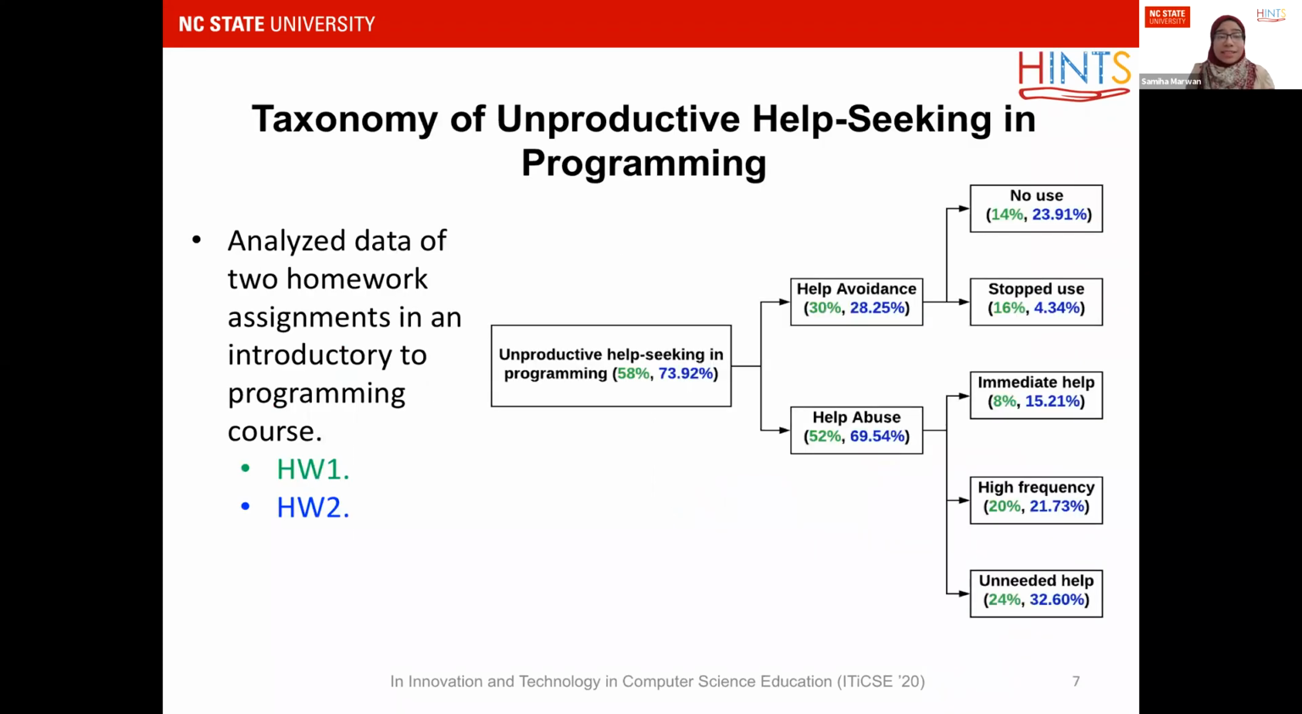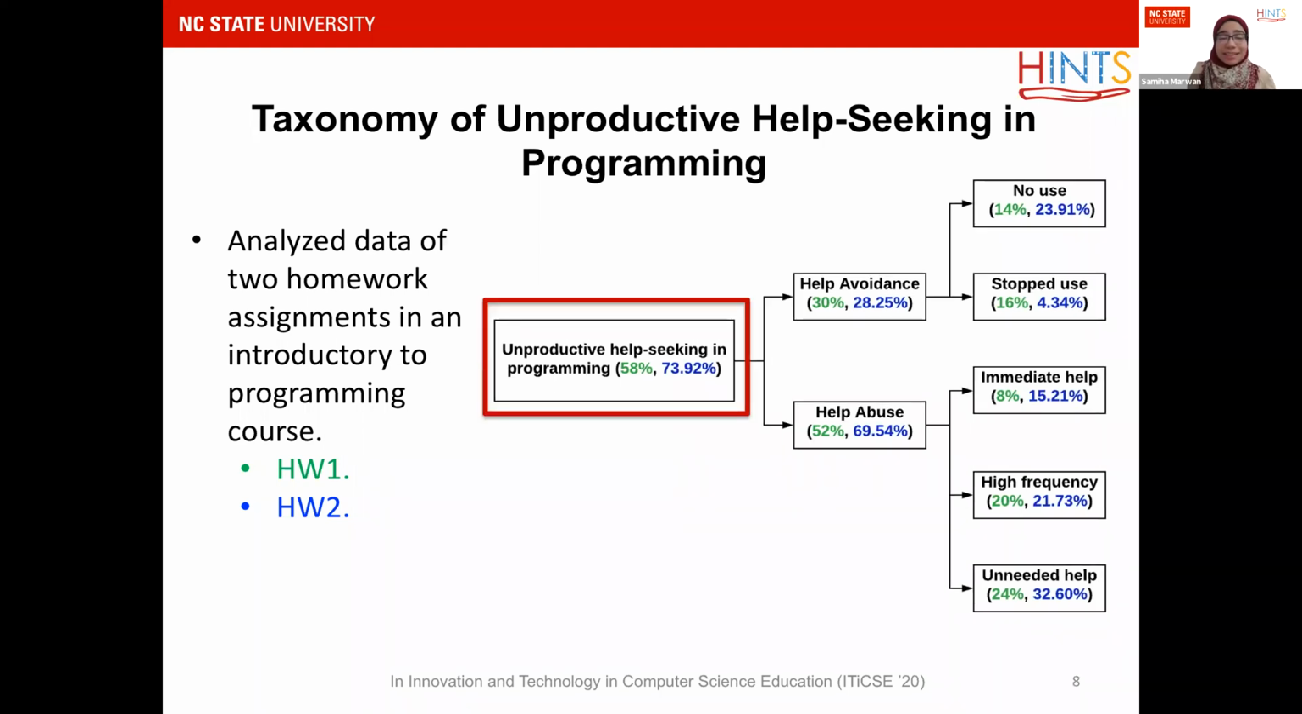In our first study, we proposed a taxonomy of unproductive help-seeking in programming by analyzing students' data while they were doing their programming homework in a real classroom. I will not go into the details of the subcategories of unproductive help-seeking, but you can find it all in the paper because of the time limit. But I want to highlight that we found that 58% to almost 74% of students' help-seeking behavior is unproductive. And this is very similar to prior work, but in a different domain.